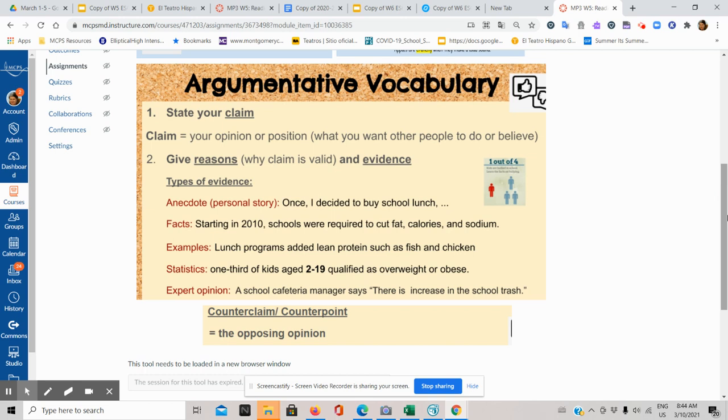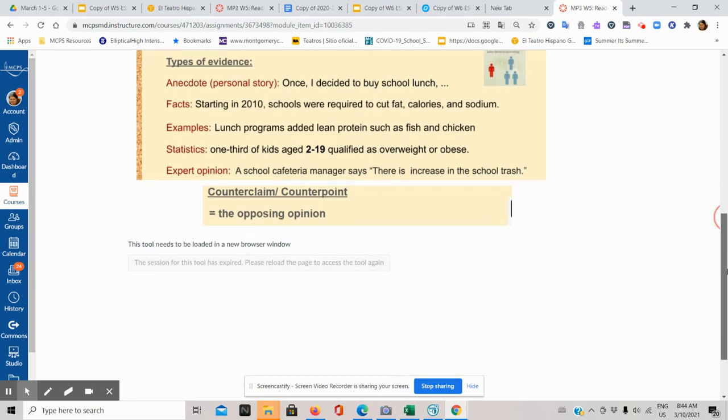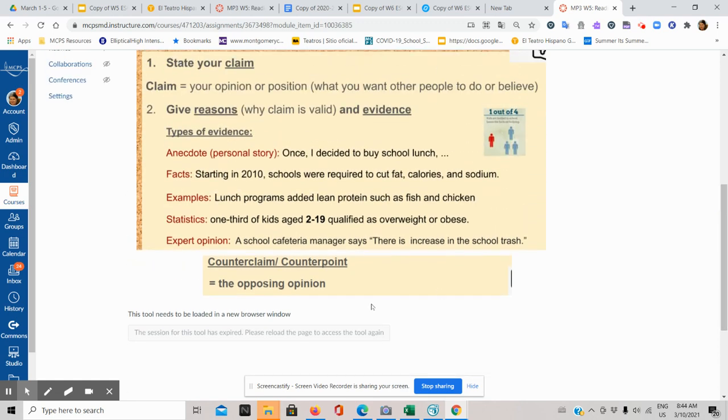That's day 1. On day 2, you're going to be looking for the same things, except that we'll call the claim the counterclaim. That's the opposing opinion. And the opposing opinion will also be supported by anecdote, facts, examples, etc.